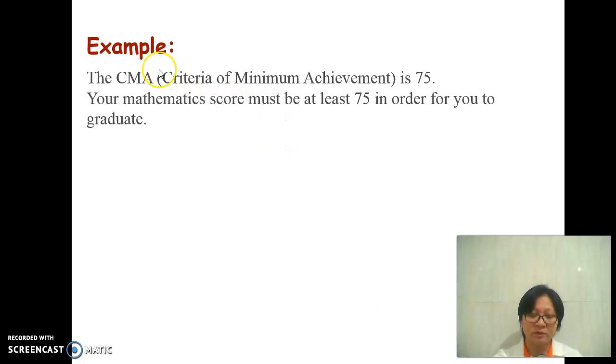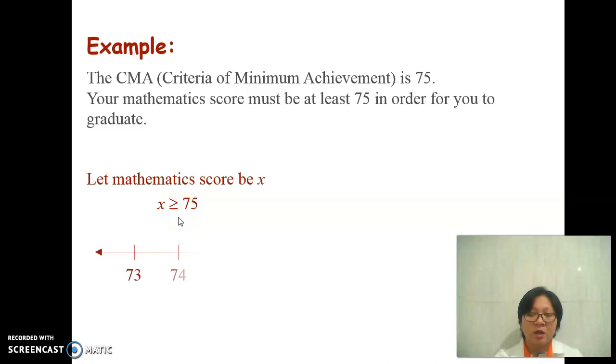For example, this is a real life example. Your passing grade for mathematics is 75. It means your score must be at least 75 in order for you to graduate. So let's put this in a mathematical sentence. I'm going to use X to represent the unknown, to represent your score. So your score at least means more than or equal to. So X is more than or equal to 75.